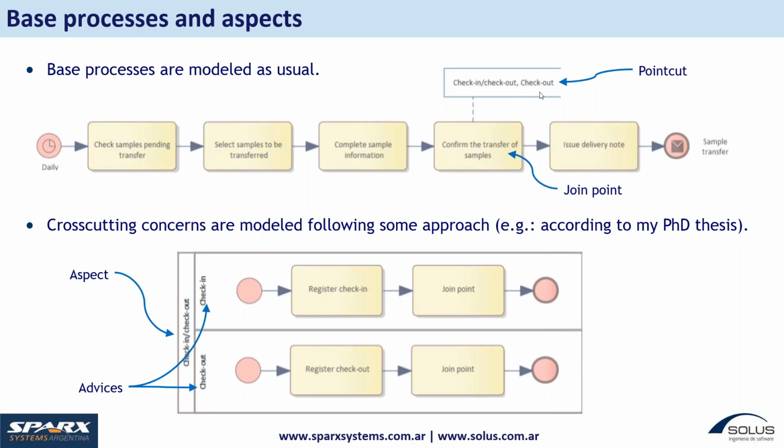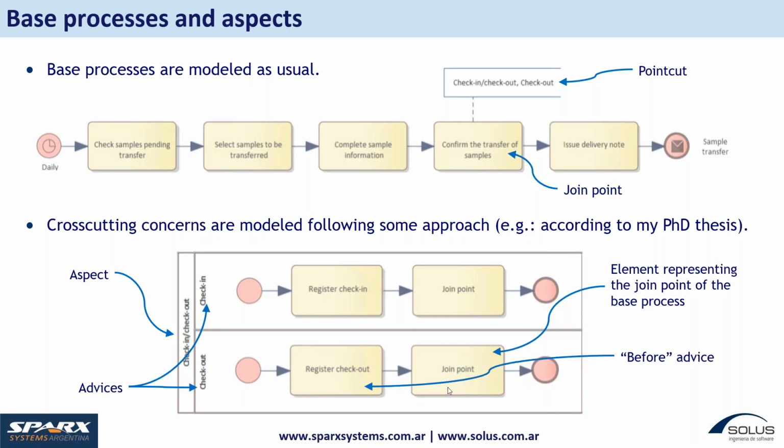The annotation element is the point cut, and the point cut is indicating the join point. In the advice, we have another element called join point, because it's representing all the join points in all the base processes that we have, indicating that they are join points. In this case, we have a before advice, because we have this activity register checkout before the join point. So this activity after composition will be composed before the join point in the base diagram. At the end of my presentation, I'll show you in Enterprise Architect a plugin performing this composition with an example.